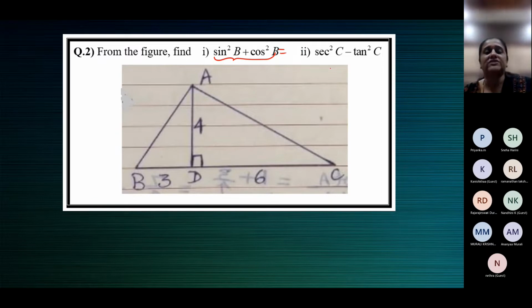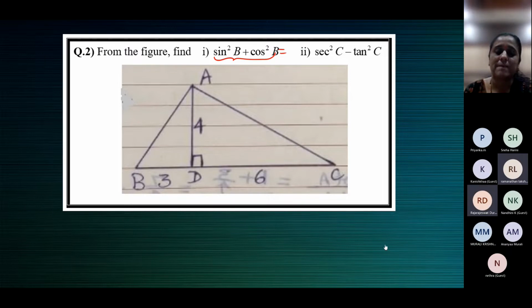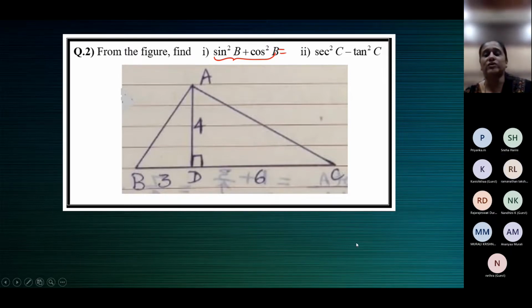From the figure, find sine square b plus cos square b. What do you think the answer should be? Look into the algebraic identities, all of you. What is sine square theta plus cos square theta? Sine square theta plus cos square theta is 1. So what should be the value of sine square b plus cos square b?